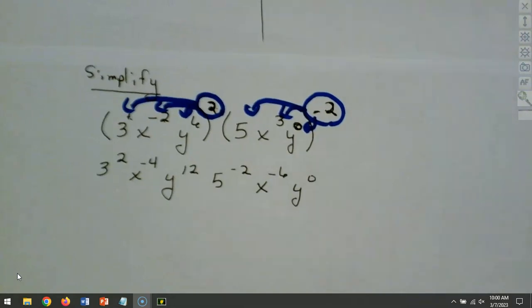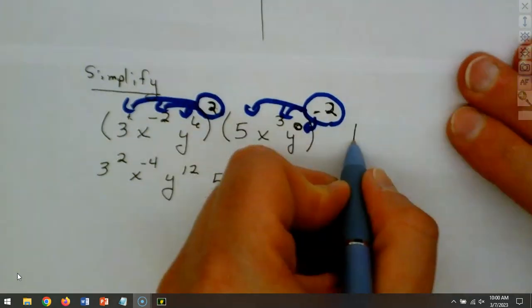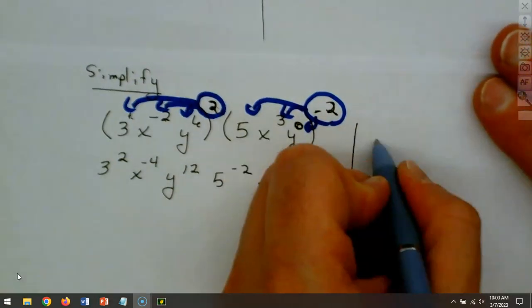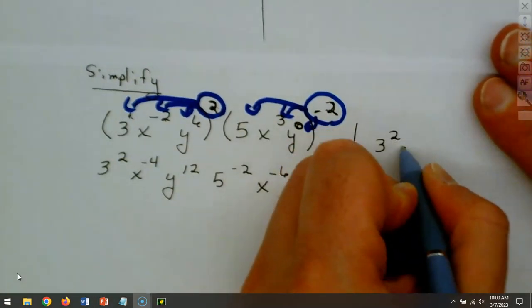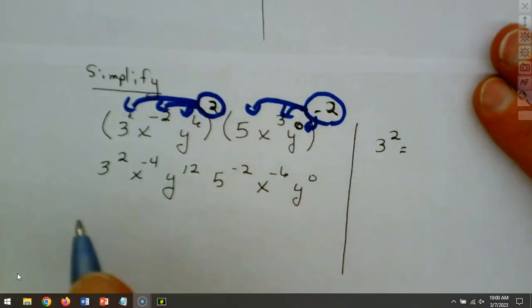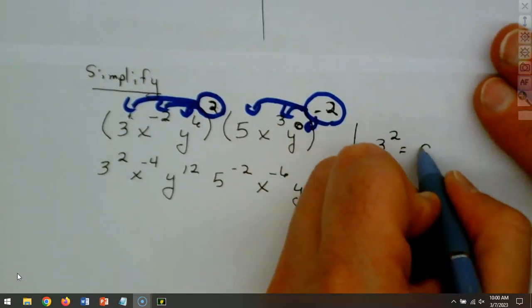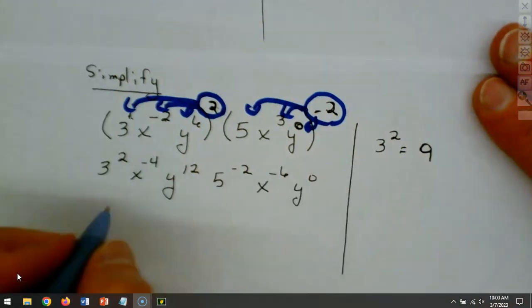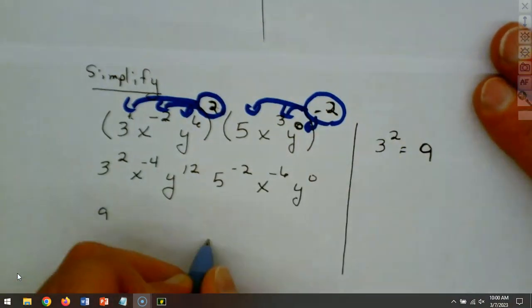Now, this is going to require us to use several of the rules put together. So where do we begin? Well, I like to work these over to the side. We'll work out these separately. Let's work with the numbers. Okay, 3 squared. What's 3 squared? 3 squared is 9. So that's going to come down here as 9.